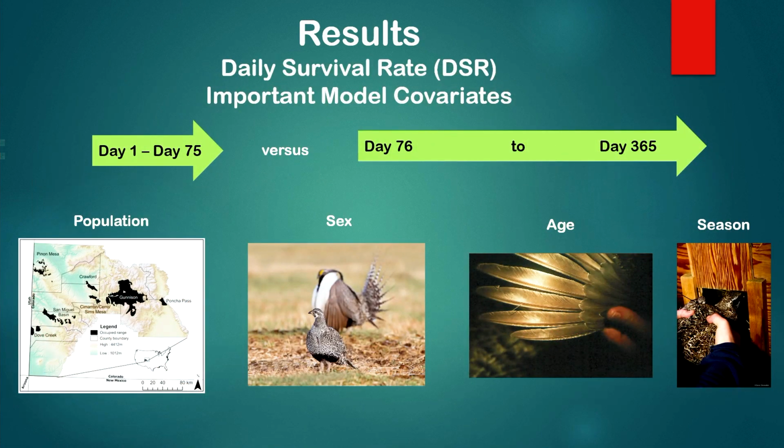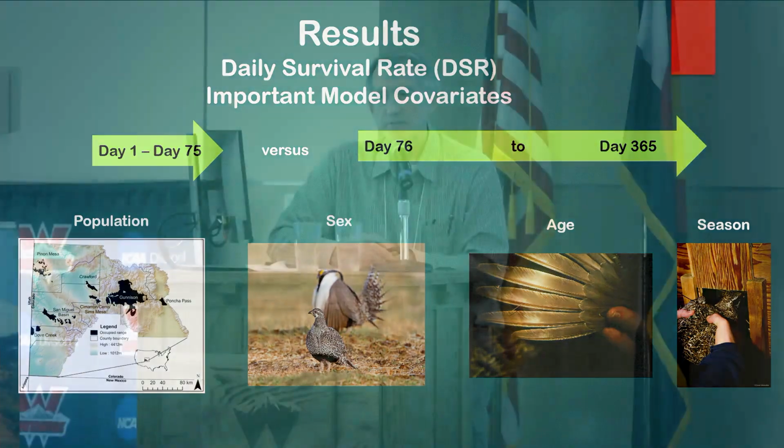So what were the most important factors or covariates in our model? Pretty much all of them. Day 1 to 75 versus 76 to 365 was important to our model. So was population, which really starts to impact things. Sex was not a big surprise to us, and age as well. Season was a bit surprising, but a caveat is that it was a very marginal impact. Confidence intervals overlap 0, and we had some major issues with that. So it's there, but it was a marginal effect.